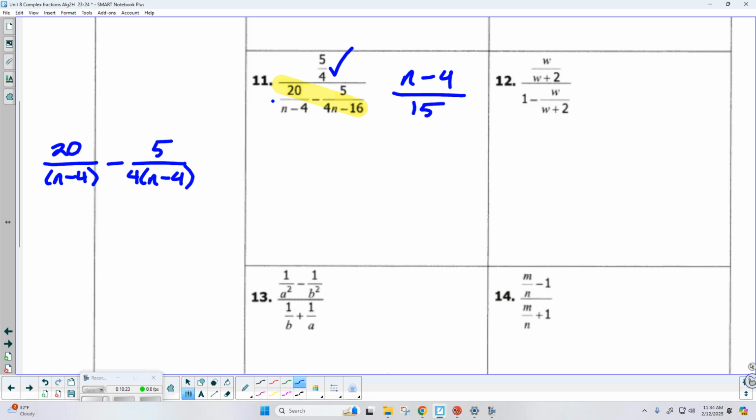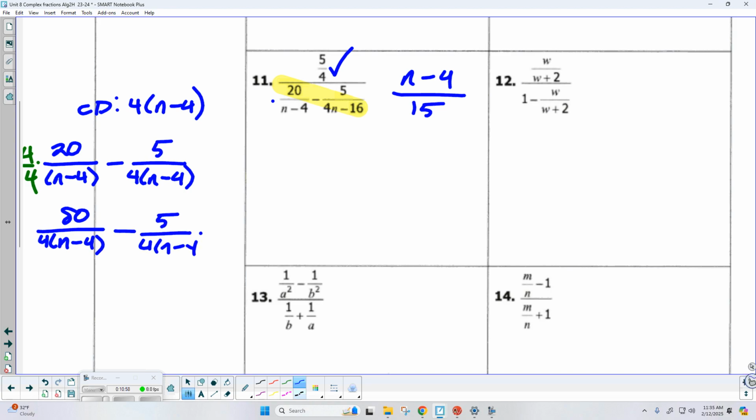All right, so we've been doing this for over a week now. Would everybody agree that the common denominator would have to be 4 times n minus 4? Okay, so this would have to be my common denominator, 4 times n minus 4. So that means this second fraction, it is good to go, but this first one, I got to multiply it by 4 over 4. Okay. So somebody help me out. What is 4 times 20? So we got 80 over 4 times n minus 4 minus 5 over 4 times n minus 4.